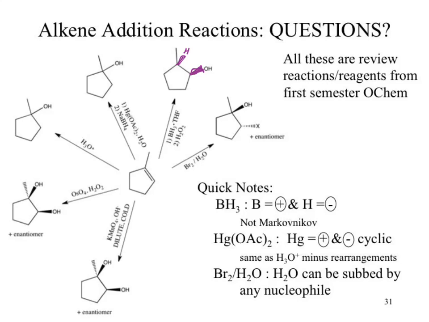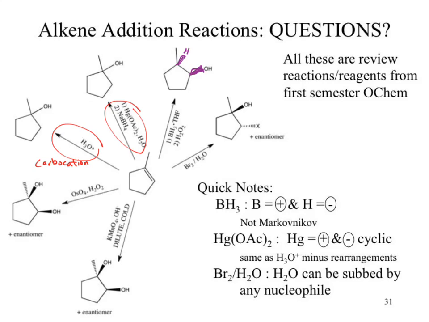The mercuration reaction is the exact same result as if you added just H3O+, except if we react with H3O+, we form a carbocation. What can carbocations do? They can rearrange. The mercury reagent does not form the carbocation, so we don't have to worry about rearrangements.